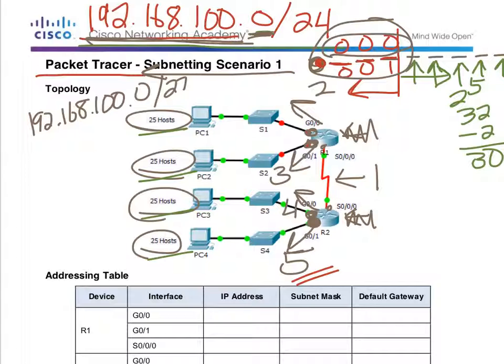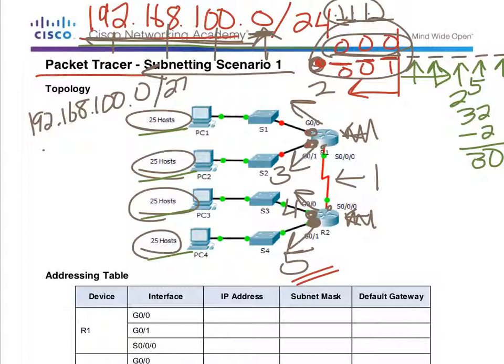The mask would be 255.255.255. And then this, the mask is only these 3. So you'd have to add up 128, 64, and 32. And then that would be the mask. So this would be our first network.